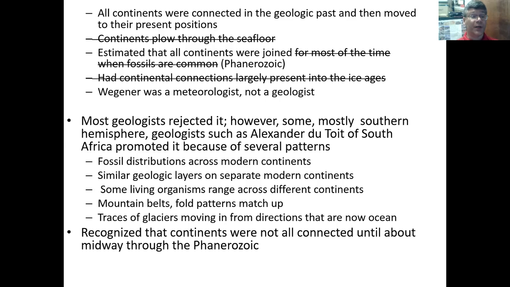Another thing was that Wegener was an outsider. Already mentioned, he was a meteorologist rather than a geologist professionally, although obviously to come up with these ideas, he studied a lot in geology. There was also the political aspect. Alfred Wegener, as you might guess, he's from Germany.